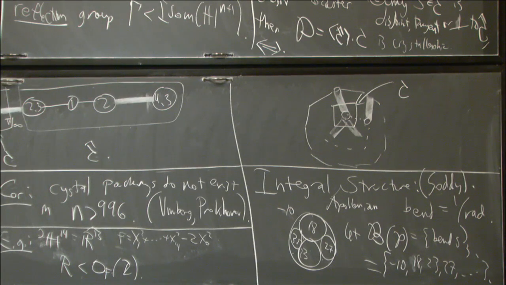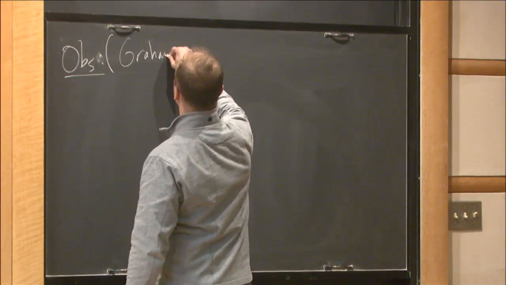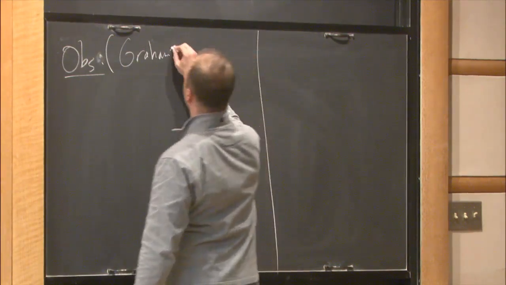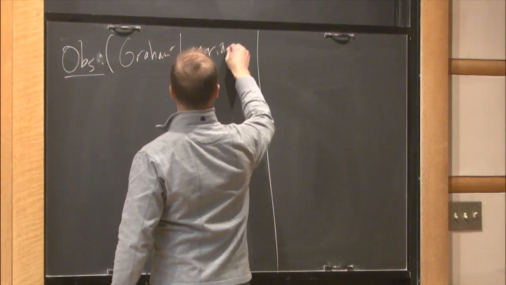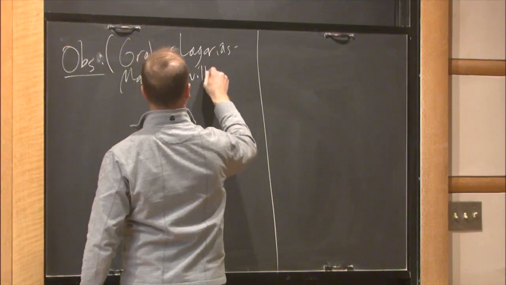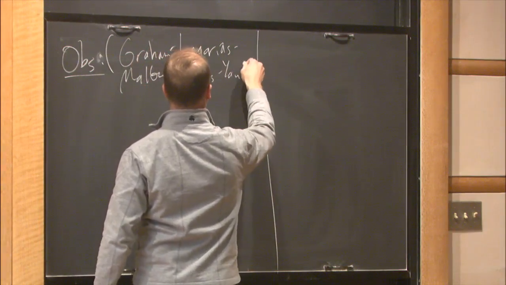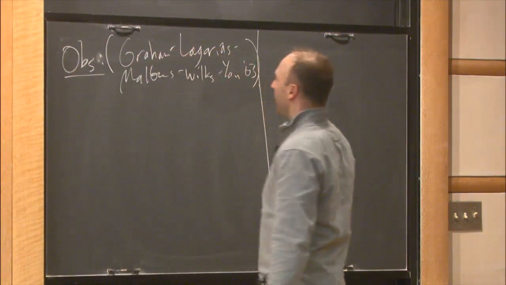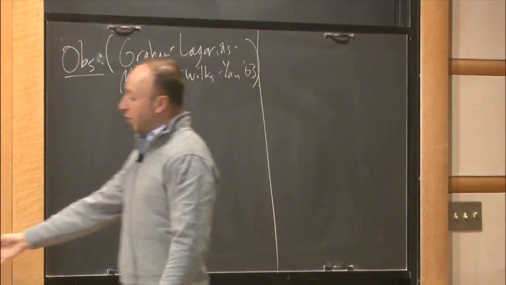But once you see that these are integers and you're a number theorist, it's an interesting question. Who are these numbers? It's an observation in a beautiful series of papers by Graham, Lagarias, Mallows, Wilks, and Yan, beginning, let's say, in '03, that there are local obstructions.